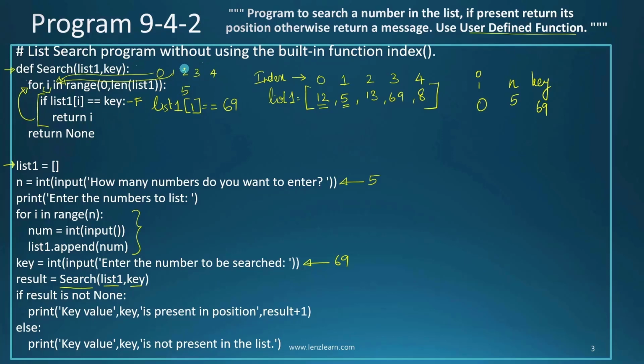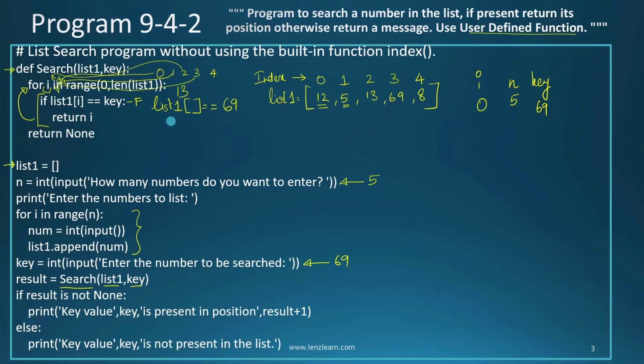I will load the next value from the range, which is 2, into I. Okay, so now list 1 of 2 equal to 69. You can see the value available at index 2 is 13. So 13 equal to 69 is again false. I will come back to 4. Now I will load the range value 3 into control variable I.